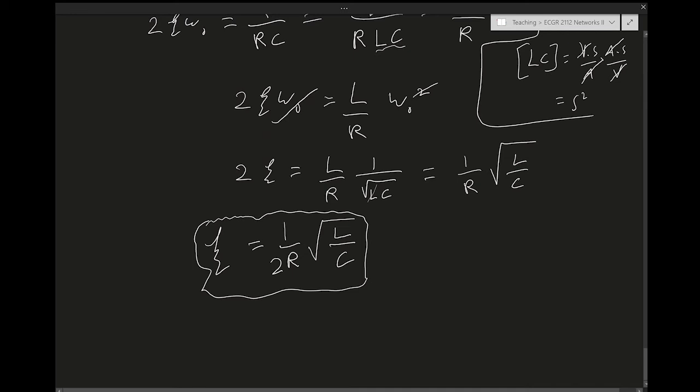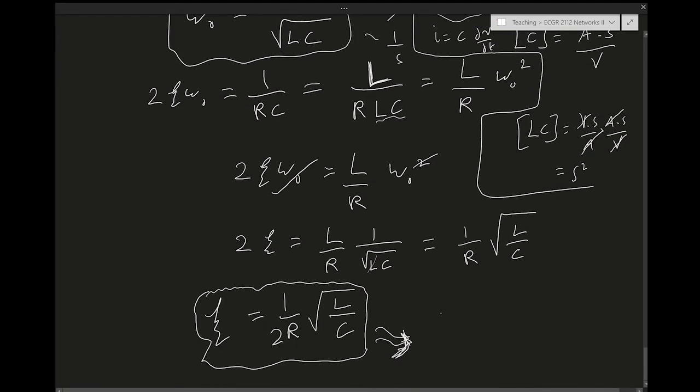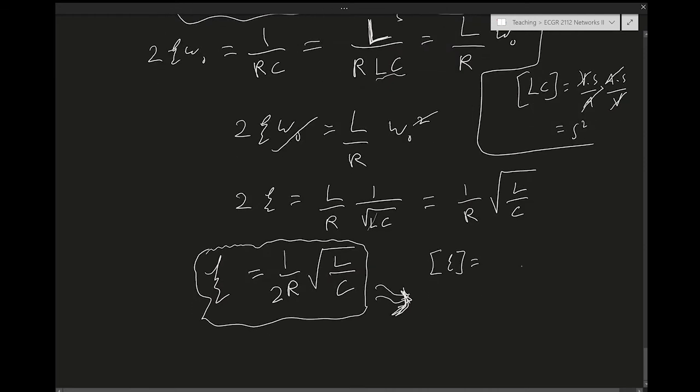In contrast, now zeta has to be dimensionless. This is just a coefficient. It shouldn't have any dimensions. Let's check that. So the units of zeta are going to be the units of 1 over R, square root of L over C. What are the units of R? The unit of R is volt over amp, so the inverse is amp over volt.